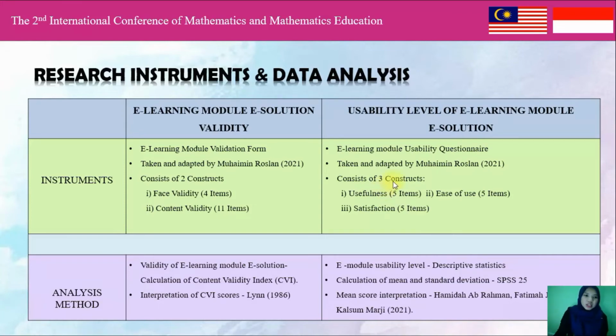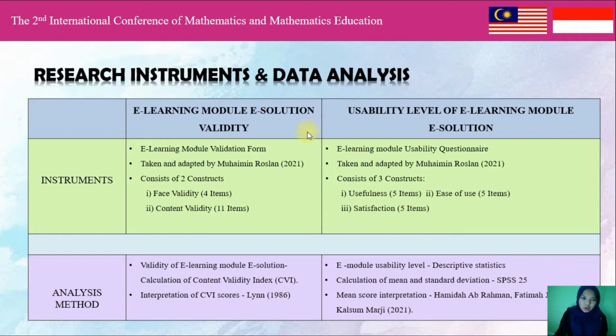To get the validity and usability level of the e-learning module e-Solution, we have 2 instruments. The first is the e-learning module validation form. The second is the e-learning module usability questionnaire. The 2 instruments were adapted from Mohamad Roslan 2021. The validation form consists of 2 constructs, which are face validity and content validity, while the usability questionnaire consists of 3 constructs: usefulness, ease of use, and satisfaction.